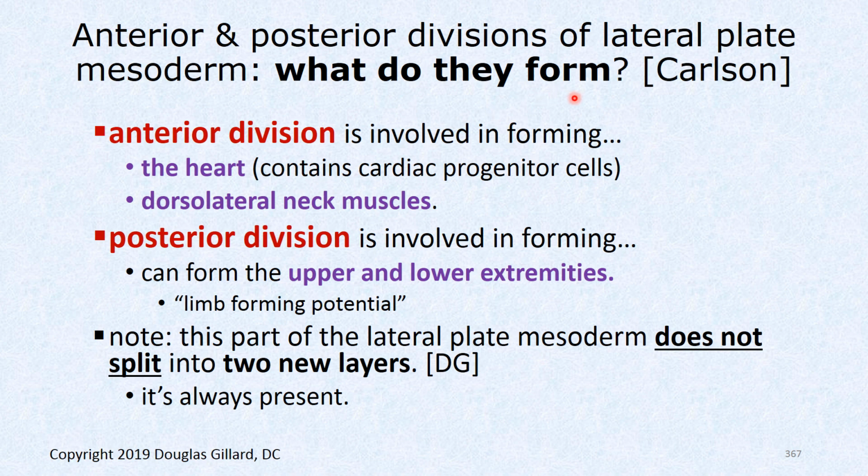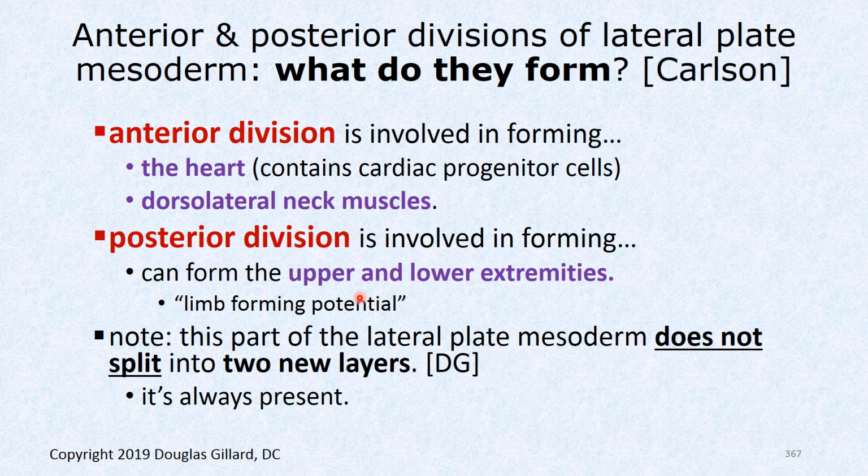What does it form? So who cares? Why did I even mention this? Well, because it forms some stuff. So the anterior division is going to help form the heart. It has some progenitor cells, cardiac progenitor cells, which will help. We'll talk about what really forms the heart here in a second. Also, the dorsolateral neck muscles come out of this region. So there's our first muscular tissue that's formed from this mesoderm.